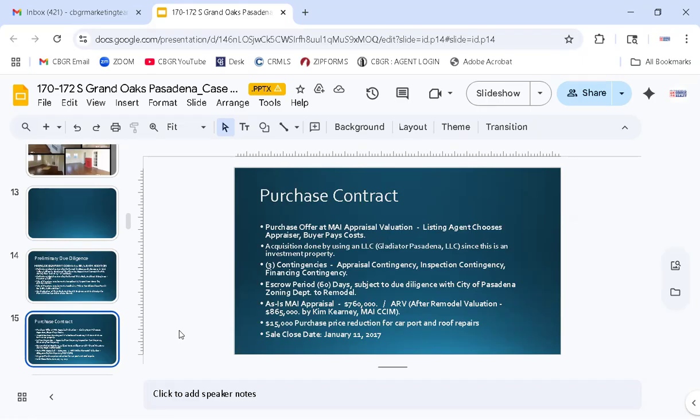So the MAI appraisal came in $40,000 less than the listing price. So now the price was from $800,000 to $760,000. Then I got a $15,000 credit for the carport to replace it, and I got a $5,000 credit for the roof and the rear unit. So $760,000 less 15, $745,000. I bought it for $745,000. You see what happens when you use the CCIM methodology?